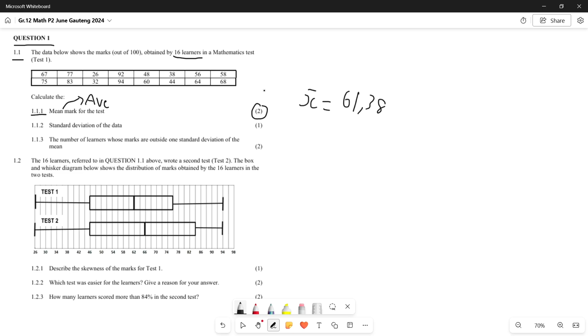So stats is quite a nice section, provided we know how to use our calculator. It basically adds up to about 10% of the paper and is almost free marks, provided we know how to interpret it. What we want to do is work through these questions in this section relatively quickly so that we can save time for the later sections like analytical, Euclidean, and trig, and make sure that we get our marks at the same time. So 1.1.2 then says the standard deviation of the data.